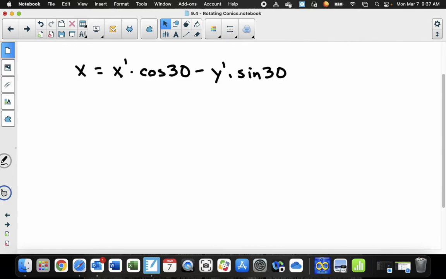And if we now start substituting in what those actually equal, we know what the cosine of 30 and the sine of 30 are, that's just off of the unit circle. So we've got x prime times, what is the cosine of 30 degrees? Square root of 3 over 2. Remember, cosine is the x coordinate. So this is square root of 3 over 2 minus y prime times, what's the sine of 30? That's the 1/2. That's the y coordinate that goes with it.